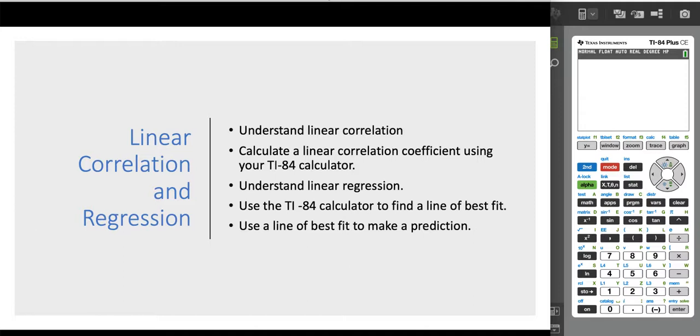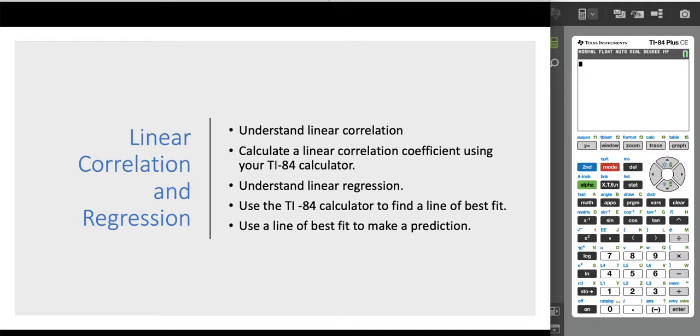We're going to understand what linear regression is all about. We're going to use the calculator to find the line of best fit. Once again, I'm showing you how to do this on your calculator. You have the technology, use it. And we're going to use that line of best fit to make a prediction. All right, let's get started.